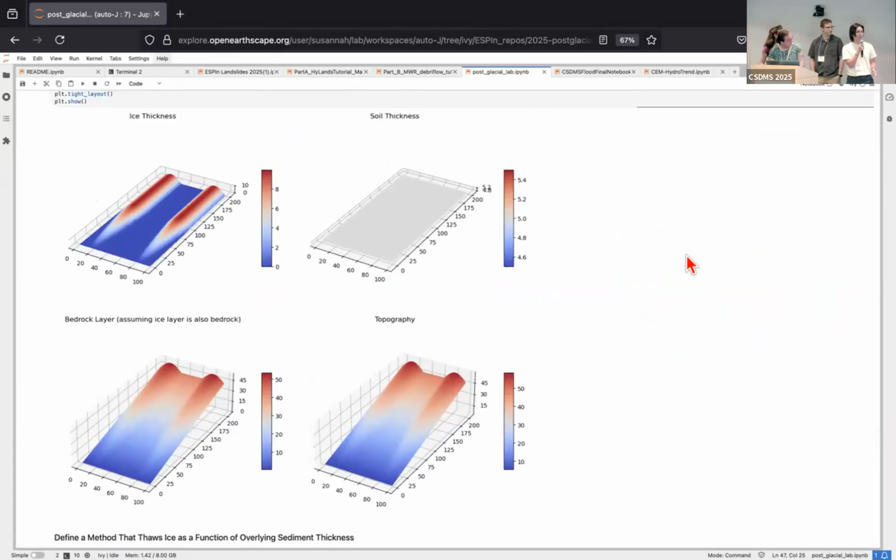Here, it's very simple math to build up the ice thickness. I built it using sine functions and then some linear diffusion. On top of the ice thickness, there's going to be soil thickness. It's going to be around 5 meters from all of the papers that we went through. That is the average soil thickness required. And then we also assume a bedrock layer. This is the combination of the ice layer and a very linear slope. And then everything is added together to create a topography.